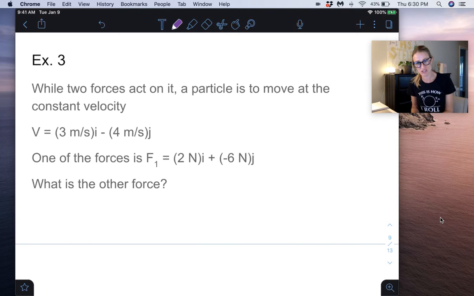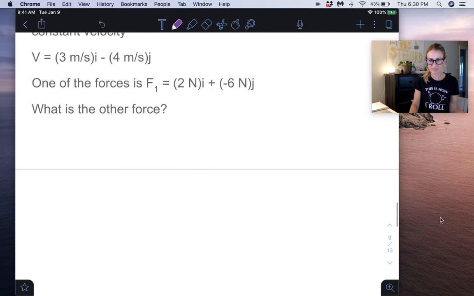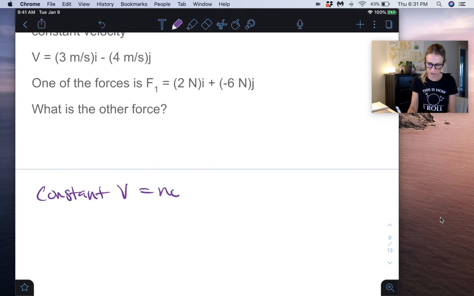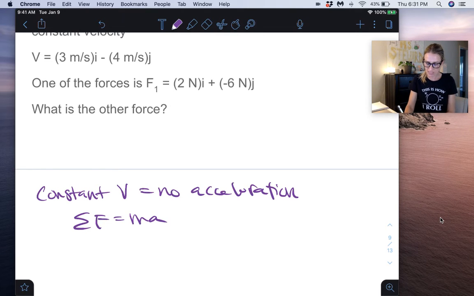Now this is almost a trick question. First and foremost, you see how it says that it's going to move at a constant velocity. So what does constant velocity mean? If you said no acceleration, you're correct. Remember, constant velocity equals no acceleration, which tells us that forces are balanced. Remember, net force is equal to mass times acceleration, so if acceleration equals 0, then net force also equals 0.